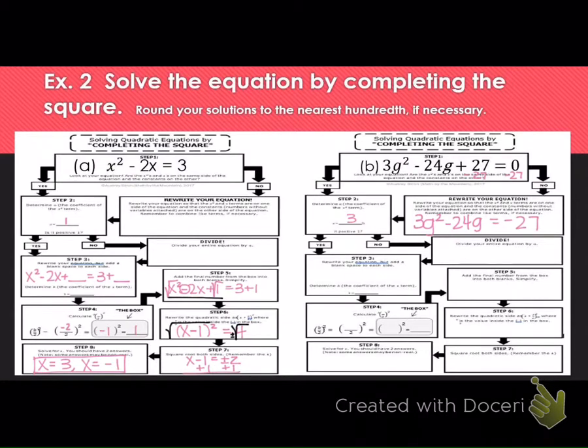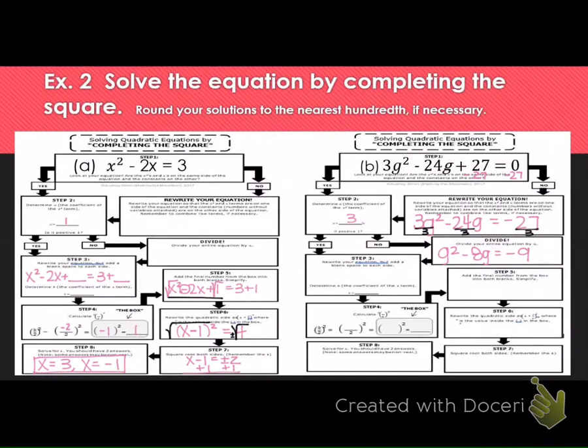Question, is it positive 1? No. So follow the no arrow. And what does it tell us to do? Divide your entire equation by A. So what is our A this time? 3. So I'm going to go up here in the box and show that I'm dividing everything by 3, and then I'll write my new answer in this box. 3g squared divided by 3 is g squared. Minus, what's 24g divided by 3? 8g. And it's going to equal, what's negative 27 divided by 3? Negative 9.